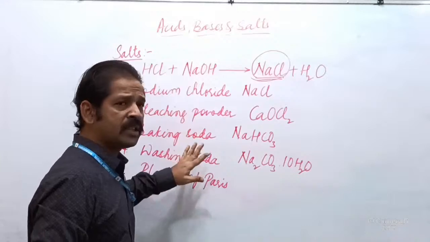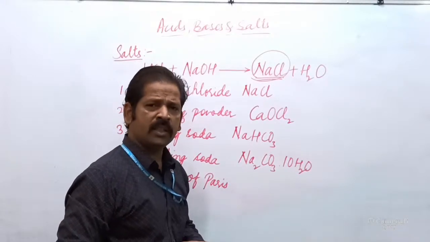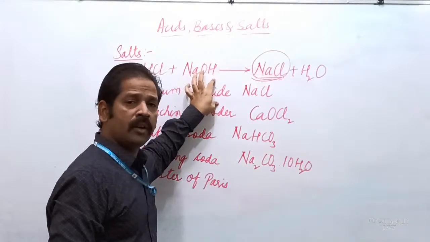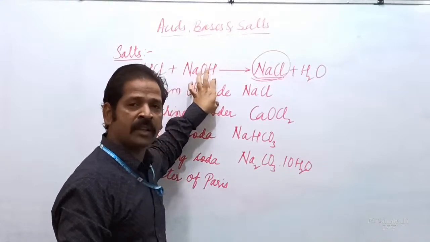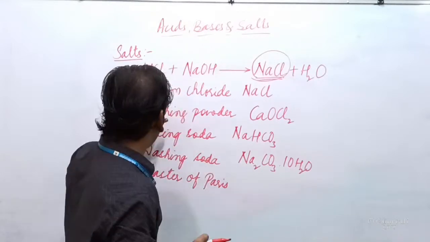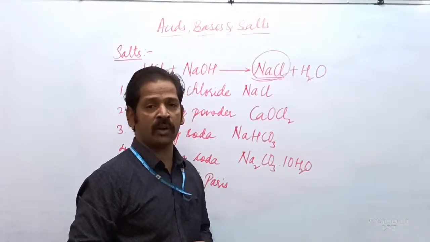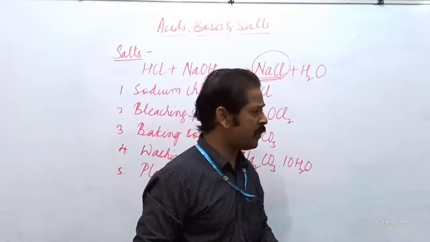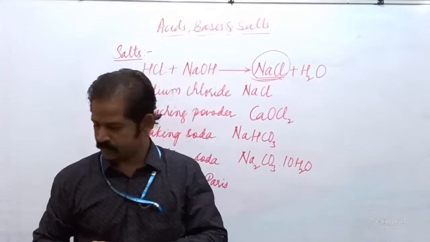Before going into all these, we will go for the types of salts. Sodium chloride, common salt, comes under common salt or a neutral salt. Bleaching powder, calcium oxychloride, comes under the mixed salt. In this way, we have 6 kinds of salts. Kinds of salts.